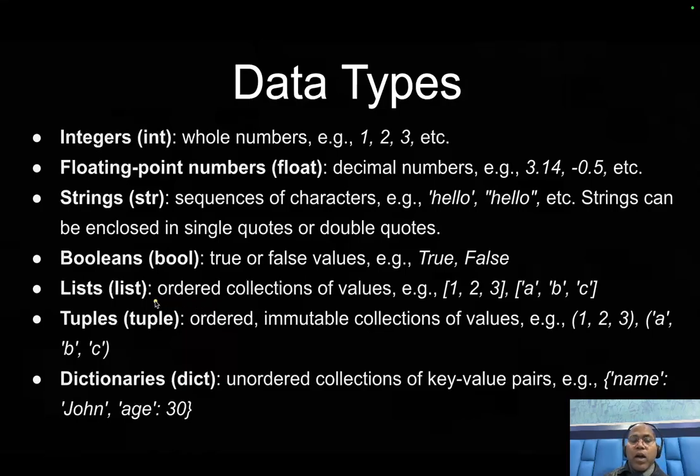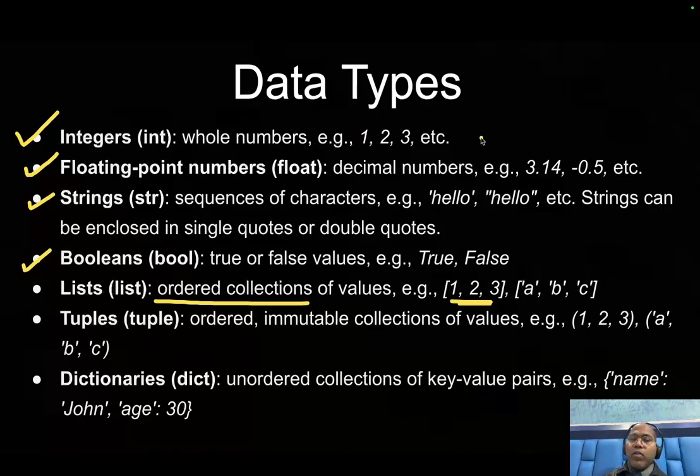It might be an ordered collection like 1, 2, 3 or A, B, C, D. So here you collect a group of values. A value can be an integer value, float value, string value, or bool value. So these are the primitives. Four are the primitive data types in Python: integer, float, string, and bool.